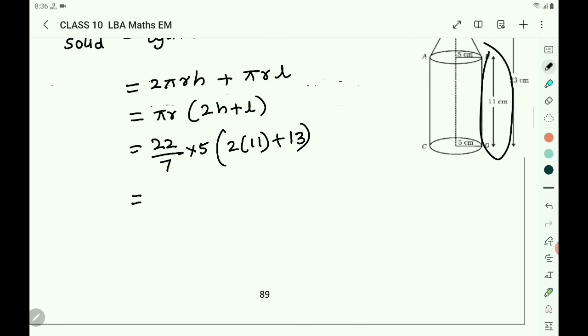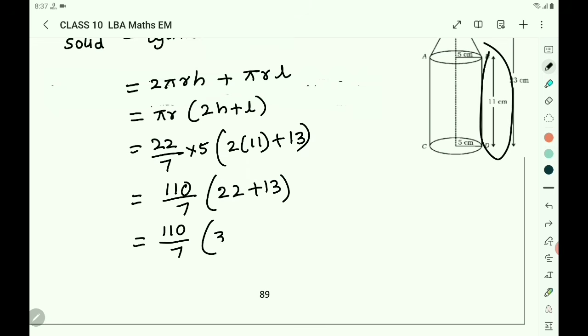Equals 22 into 5. 22 into 5 is, 2 5s are 10. Again 2 5s are 10 plus 1, 11. 110 by 7 into 2 into 11. 2 into 11 is 22 plus 13 equals 110 by 7 into 22 plus 13. 22 plus 13 is 35.